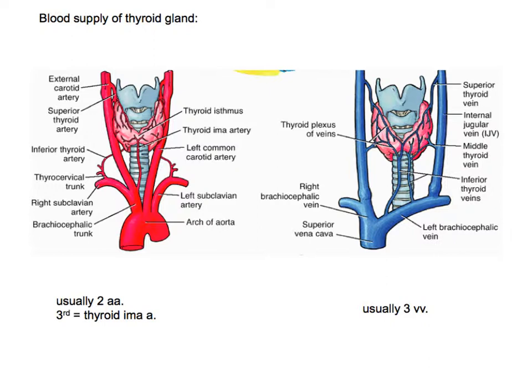Yes. And the superior thyroid artery arises from where? From the external carotid. And you have sometimes a third branch. This is called the thyroidea ima artery, which might arise from the brachiocephalic or from the arch of the aorta. From the arch of the aorta. Okay.